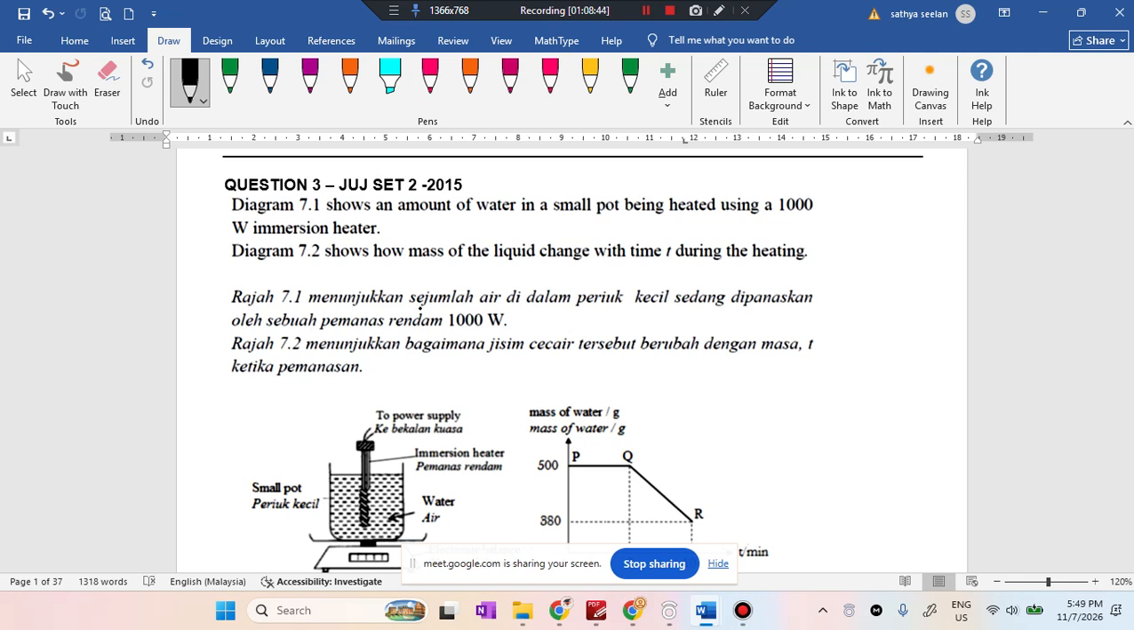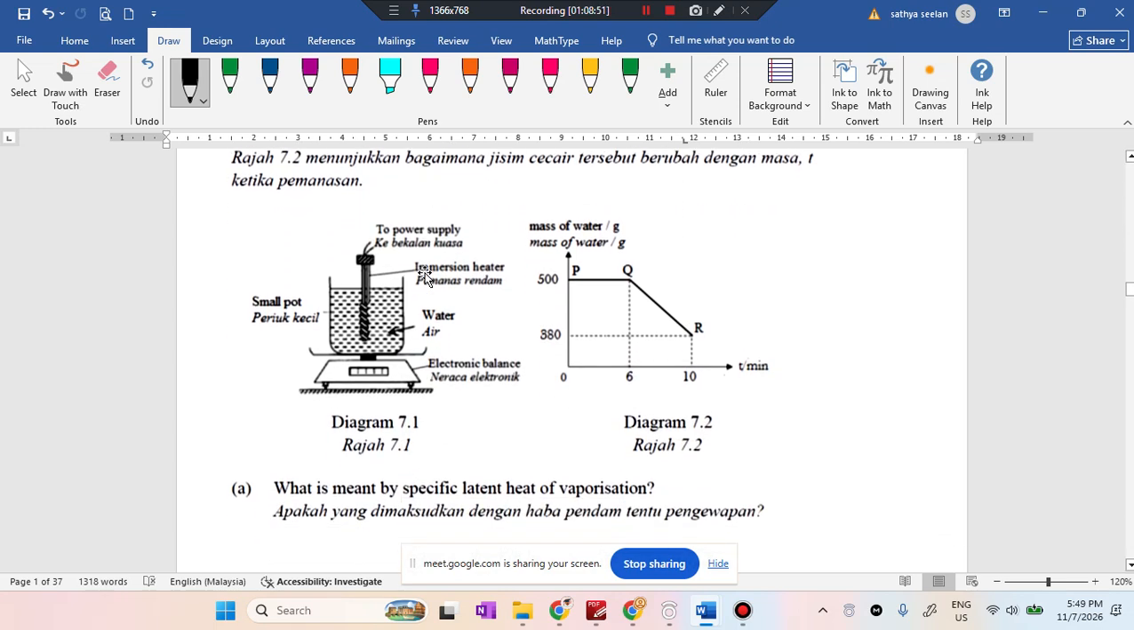Diagram 7.2 shows how the mass of liquid changes with time during heating. You can see the immersion heater here, water, and this setup we have seen before, right? This is latent heat of vaporization. The mass of water is initially 500 and then it drops until 380. So what does it mean for the water? It evaporates. Latent heat of vaporization. And time is given in minutes.